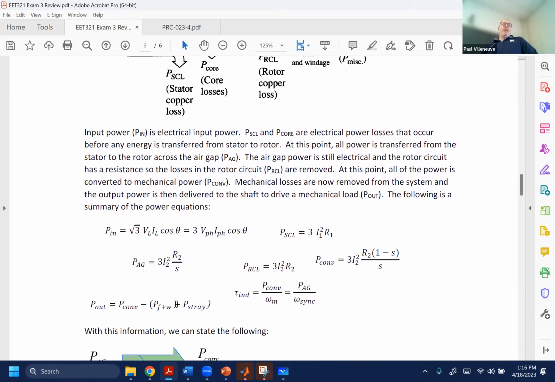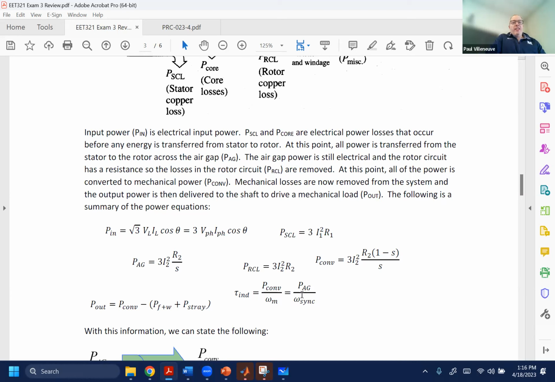And then our output, now we have to get into the mechanical world, because our mechanical engineering friends have a much harder time telling us what the friction and windage and stray losses are, primarily because those are not linear. Friction and windage losses tend to be non-linear. It's speed dependent, but it's not one-for-one, not like resistors where we have a linear relationship. And that's our output power.